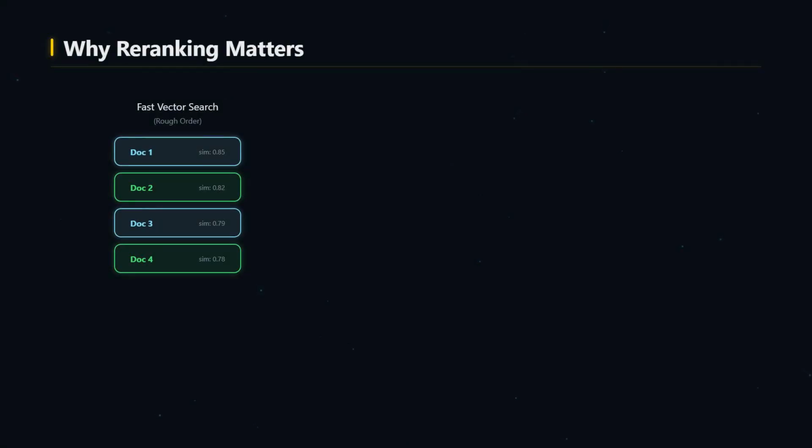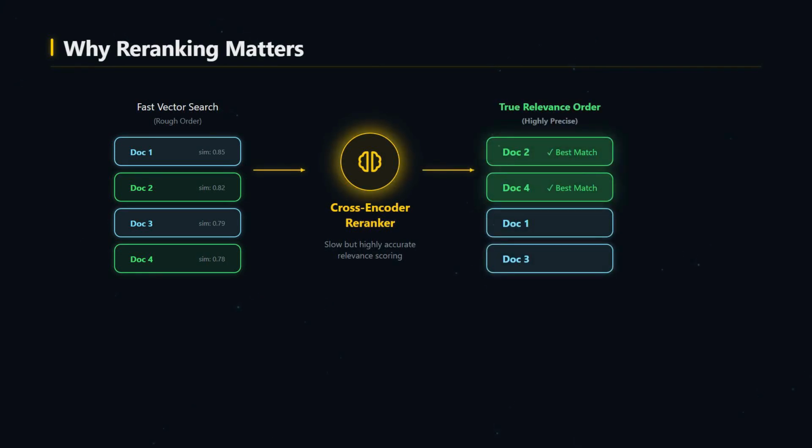The first retrieval pass is fast but a little rough, so a slower, smarter re-ranking model looks closely at the top candidates and reorders them by true relevance. Speed narrows the field, and re-ranking picks the real winners from it.